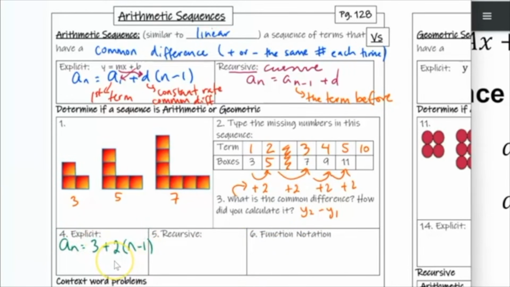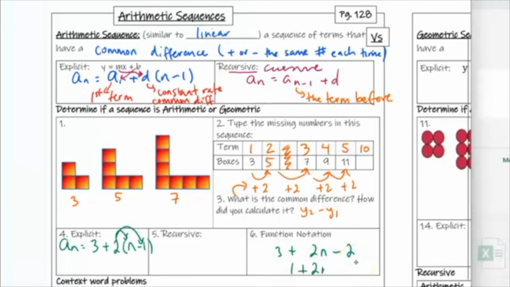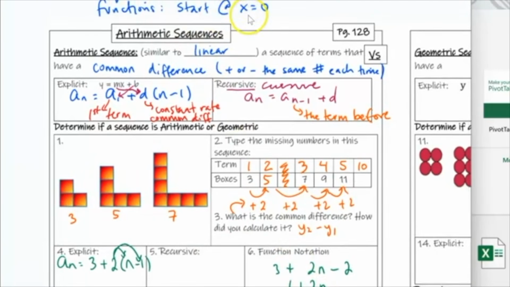So to simplify that, I'm going to distribute 2 times n, which is 2n, 2 times -1, which is -2, and out here we just have 3 plus, right? So when I combine like terms, 3 minus 2 gives me 1. So this is going to be 1 plus 2n. And if I was to write this in function notation, I'm first going to show you that it's the same thing as this, only the difference is instead of n, we have x.